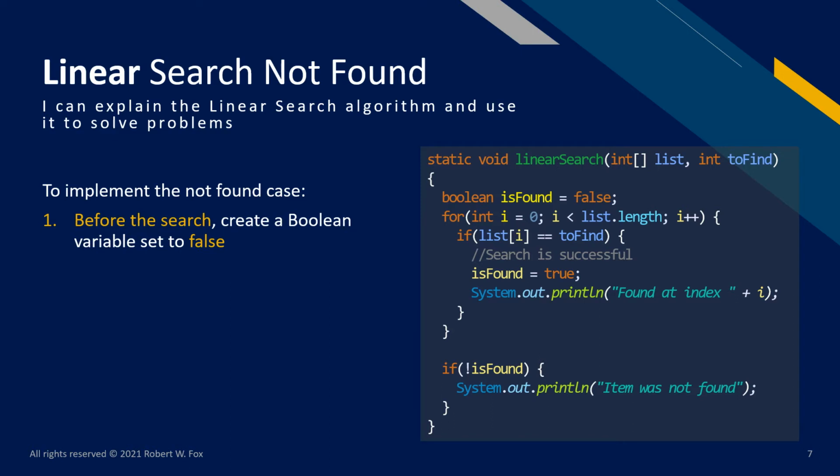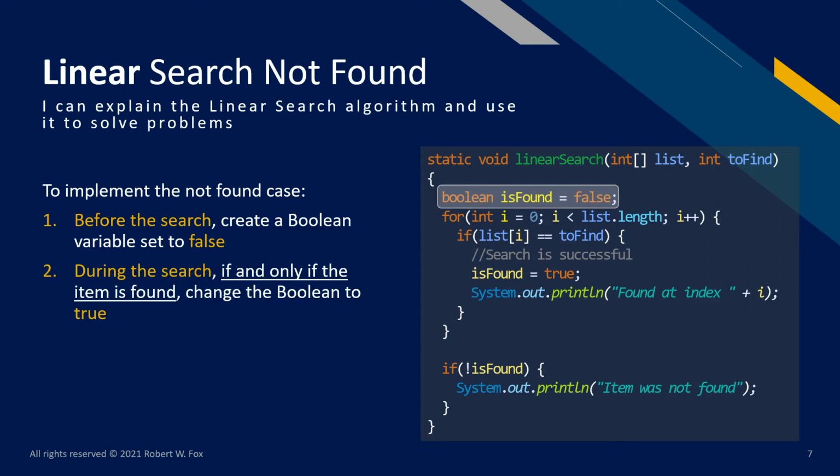The first thing we're going to do is, before the search, create a Boolean variable and set it to false, and we can see that here. The purpose of the isFound variable is to know whether or not our search was successful. False will mean it was not successful, and true will mean that it was successful, that we found what we were looking for. So the second step is, during the search, if the item is found, we'll change the Boolean to true. So once we succeed in our search, we'll set isFound to true.